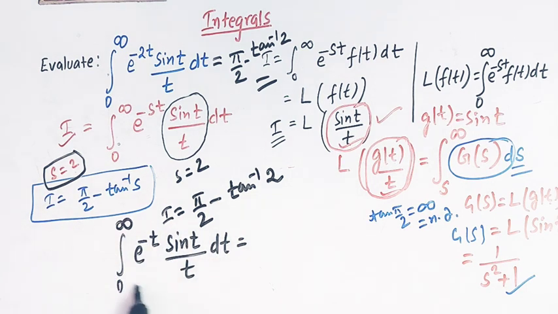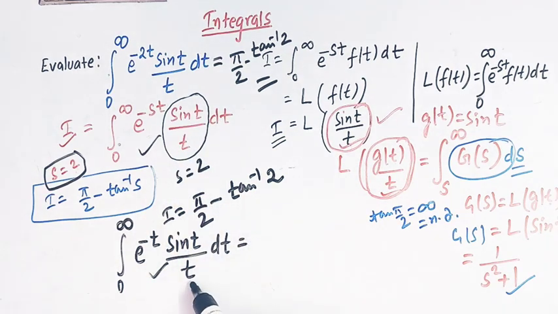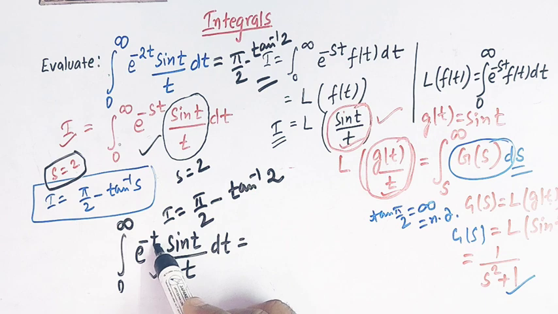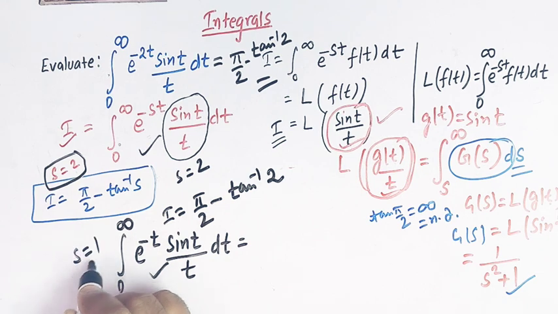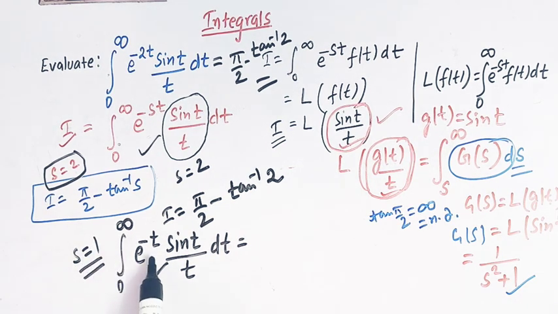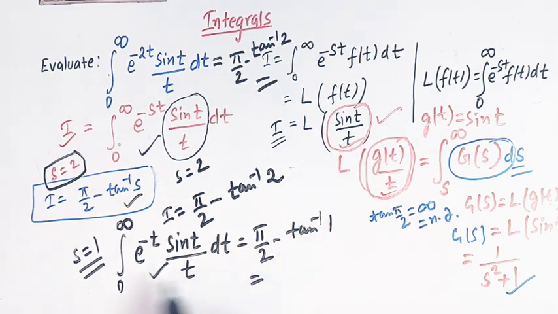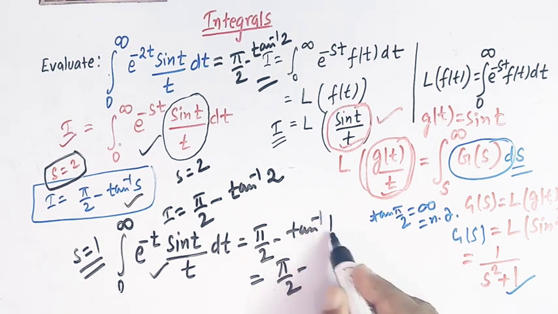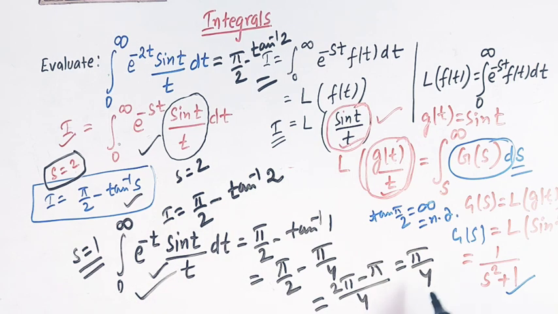Now suppose we have to find the value of this integral. If we compare this integral with this one, here we have sin t over t, here also we have sin t over t, and here we have e raised to minus t, and here we have e raised to minus st. So the value of s is equal to 1. If we take s equal to 1 in this result, then the value of this integral is pi by 2 minus tan inverse of 1, because s is 1. So this is pi by 2 minus pi by 4, which is pi by 4. So the value of this integral is pi by 4.